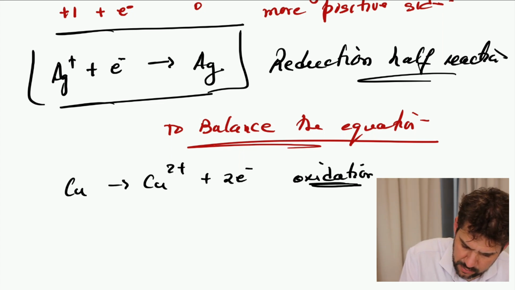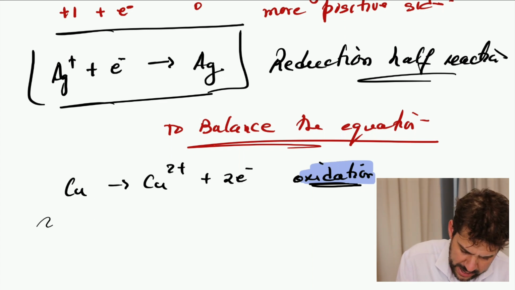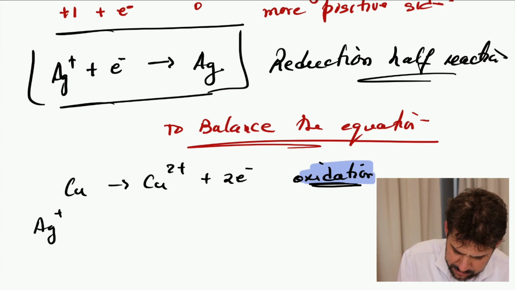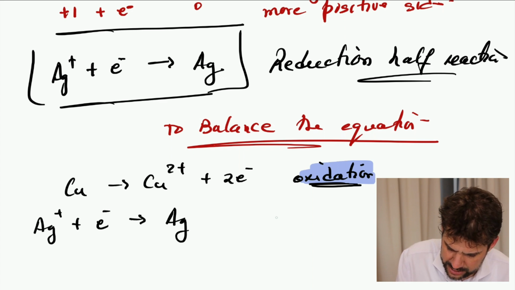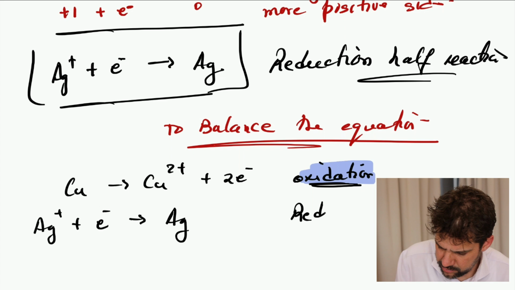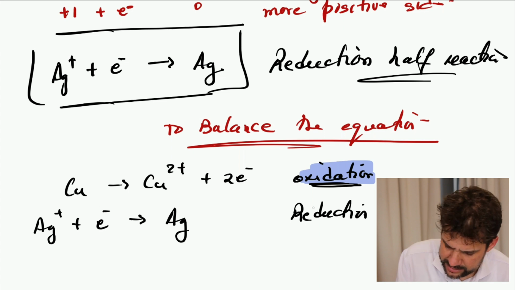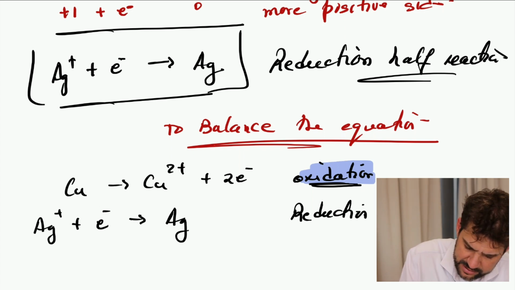Just for control, I'm writing that one. And here's my cat on the floor. Now here we have Ag plus 1 electron is going to give you Ag, and this one is reduction. So these are the steps that you have to follow to balance the equation, guys.